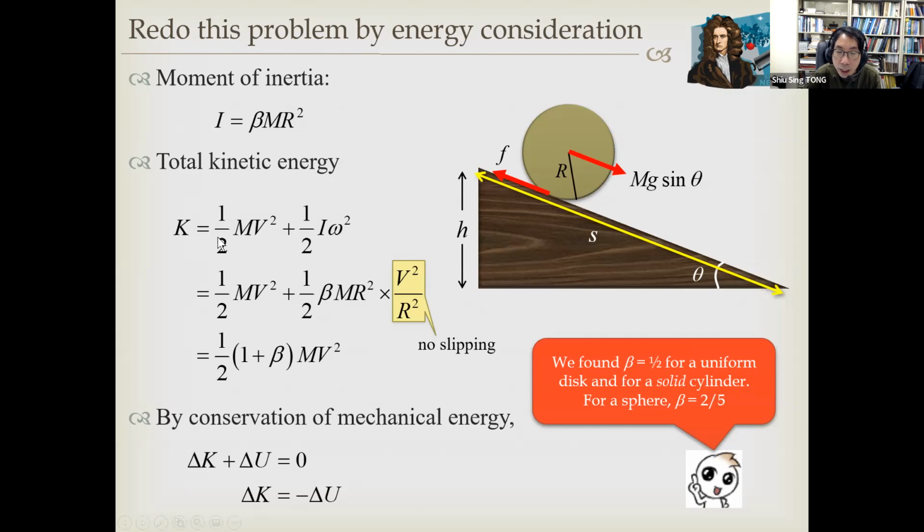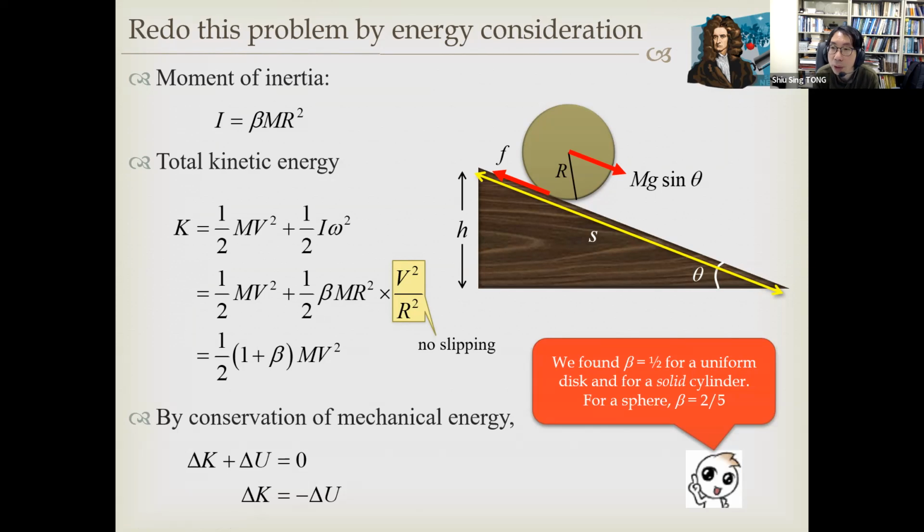Now, if you accept this relationship, you can just sum the translational kinetic energy and the rotational KE to get the total kinetic energy. Since we have pure rolling, we don't consider any slipping, so the angular velocity omega can be written as V over R. So now we have V squared over R squared. The I is beta mR squared, and omega squared is V squared over R squared, so the R squared cancels. Now you can extract a factor of 1/2 m out, and the expression becomes 1/2 multiplied by (1 plus beta) m V squared.